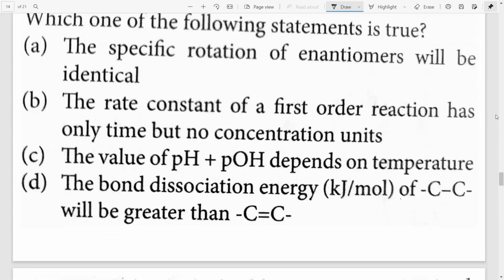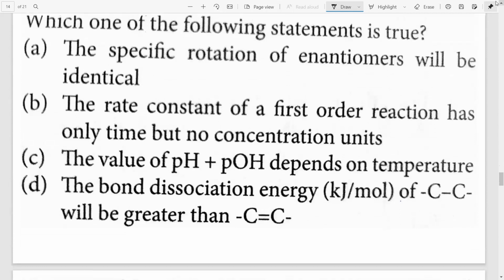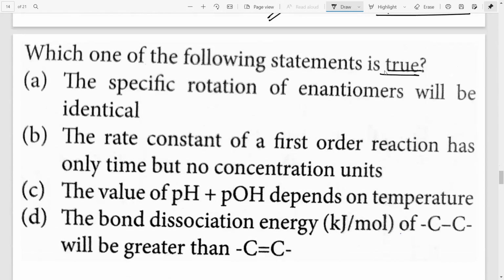Going to the next one. So what is the next question? They are asking you which of the following statements is true. First one, the specific rotation of enantiomers will be identical. Now, this is an incorrect statement.